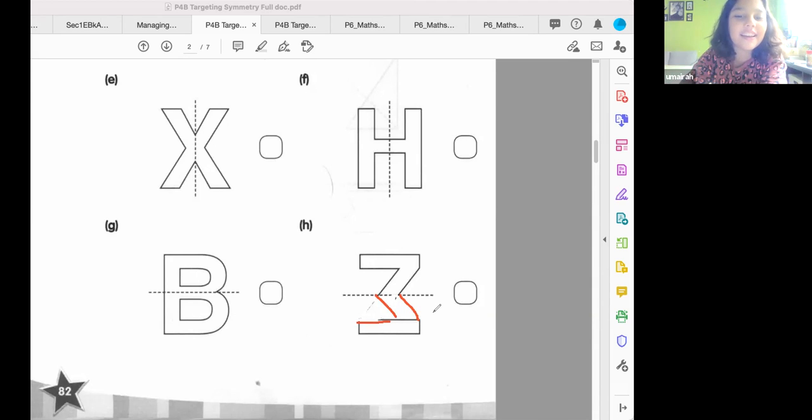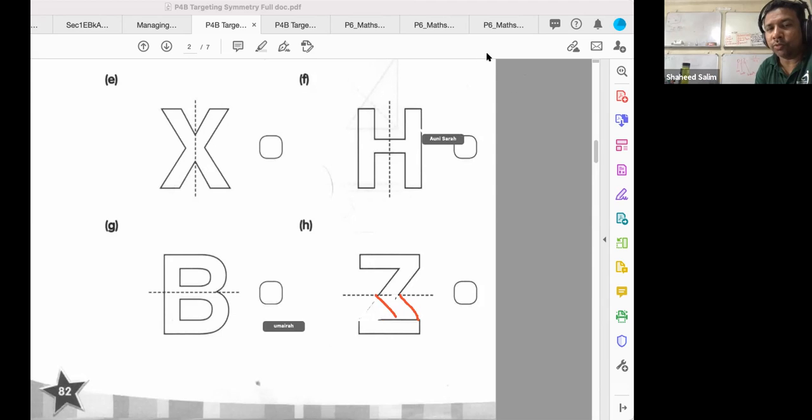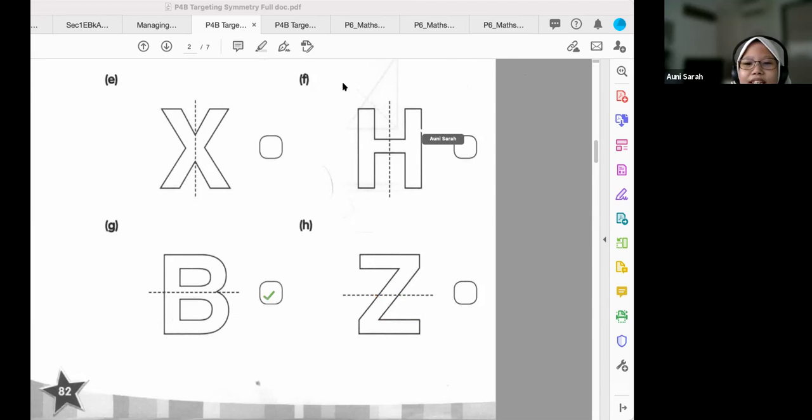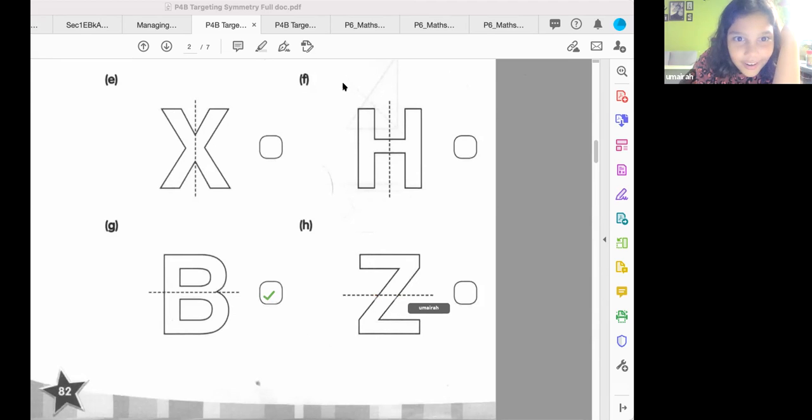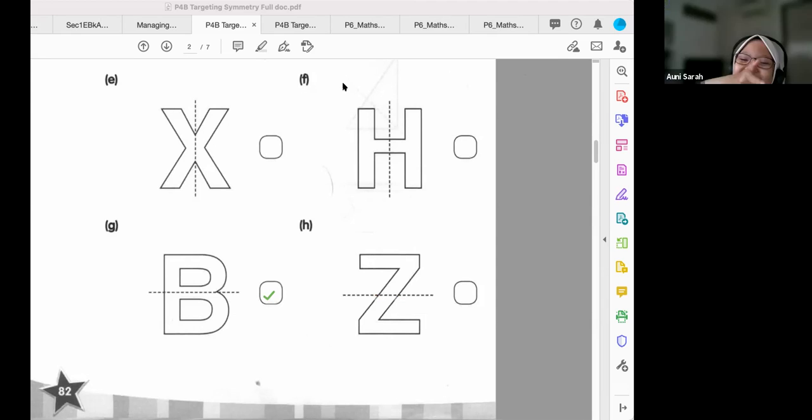Wait, Mr. Shahid, erase the red color line first. Okay, I erase. You are gonna show us. Okay, Cikgu is gonna show us. Okay, show us. Cikgu again? I don't know whether Cikgu is gonna show us, not nonsense, sir.